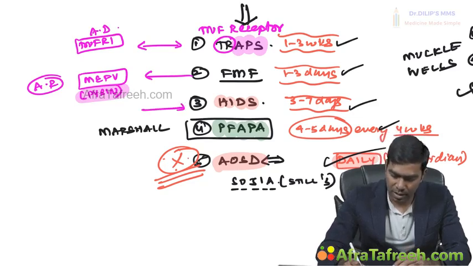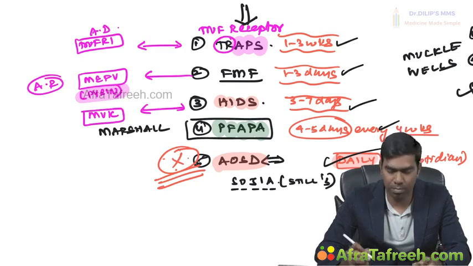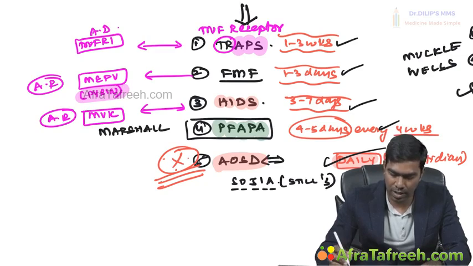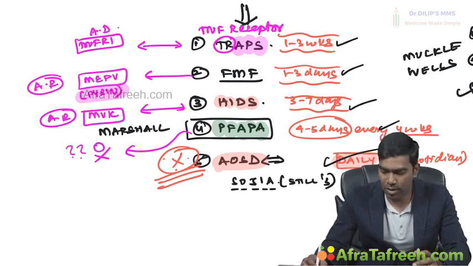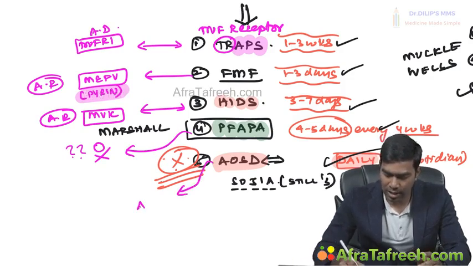And in HIDS, it is due to the MVK gene, that is called the mevalonate kinase gene, which is a cholesterol metabolism problem. There again, it is autosomal recessive in inheritance. And in FAPA, we don't know what is the reason for the genetic association, and it is an acquired disease. Remember, it is not an inherited disease.